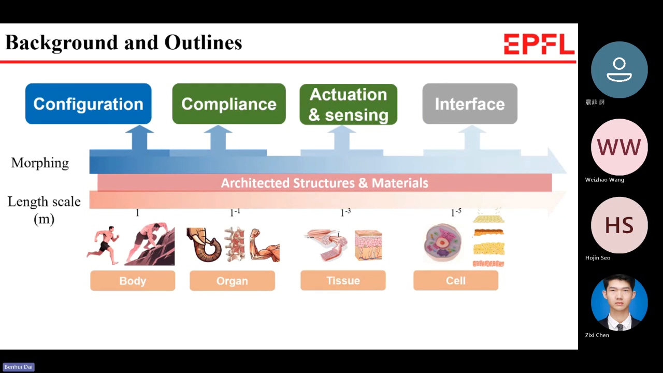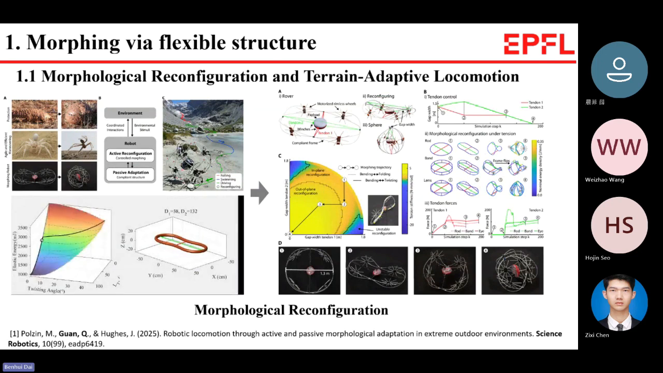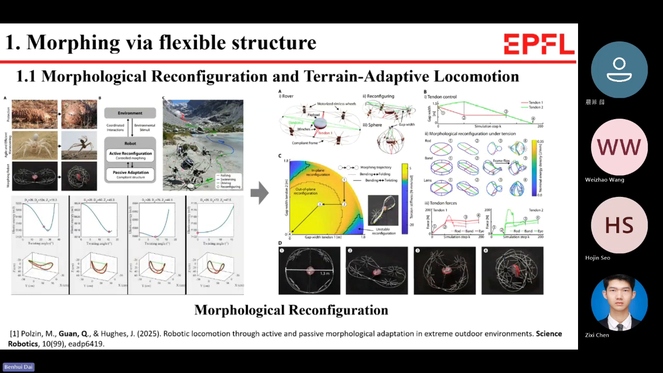Inspired by these principles, we have applied these same strategies to robotic design. This allows us to regulate not only configuration and the compliance, but even control their actuation and sensing properties. First, I will explain how we were inspired to use flexible structures to achieve morphological reconfiguration.